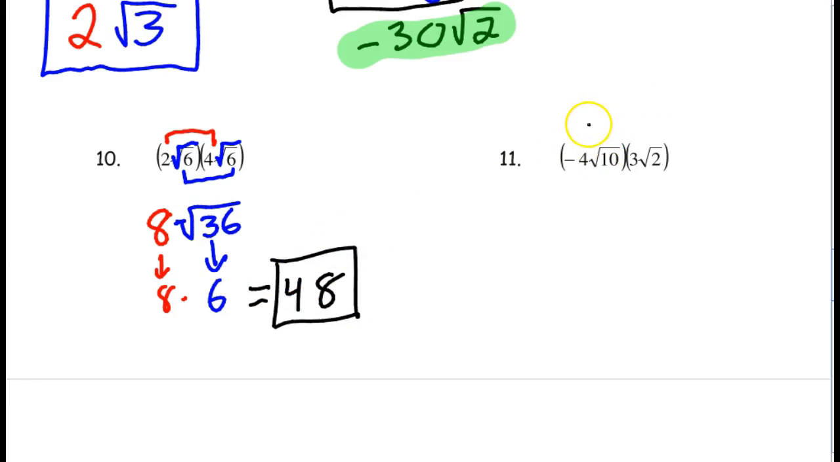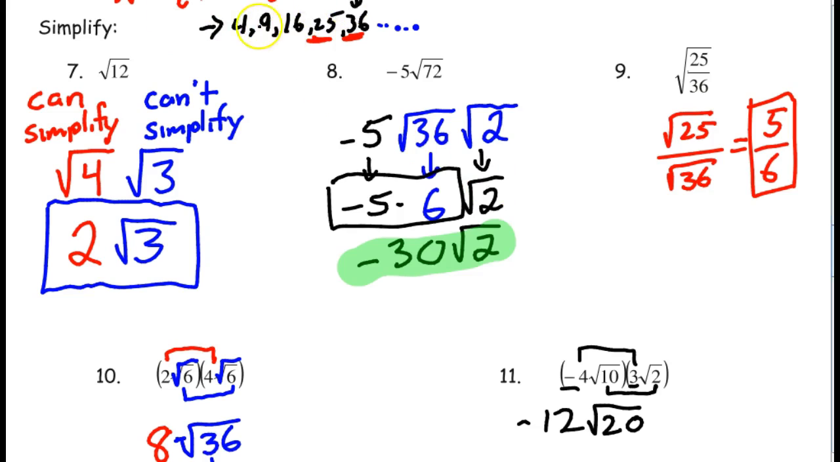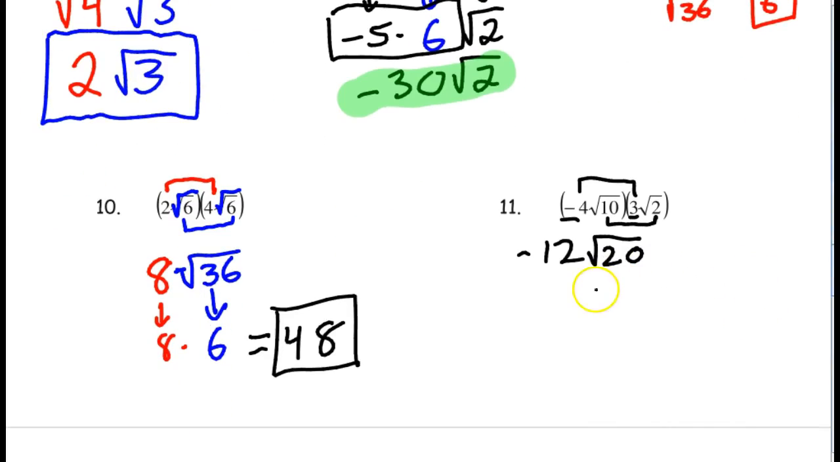Okay, same thing on number 11. Multiply the rationals together. -4 times 3 is just -12. And the irrationals, the radicals, we have 10 times 2, which is 20. So again, you're always checking to see if you can reduce it. Does one of these numbers go into 20 evenly? After a little bit of searching, you'll see that, yeah, 4 goes into 20. So that means you can reduce this to root 4 times root 5, because 4 times 5 is 20, and just bring down the -12.